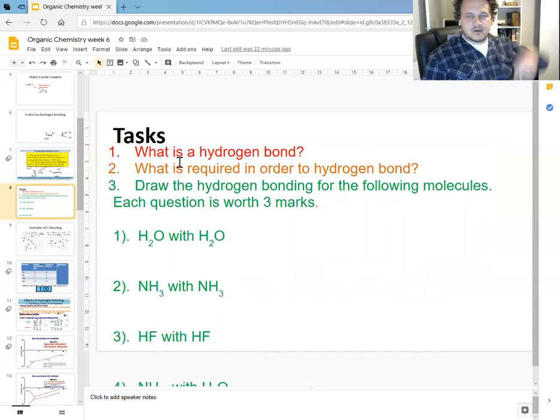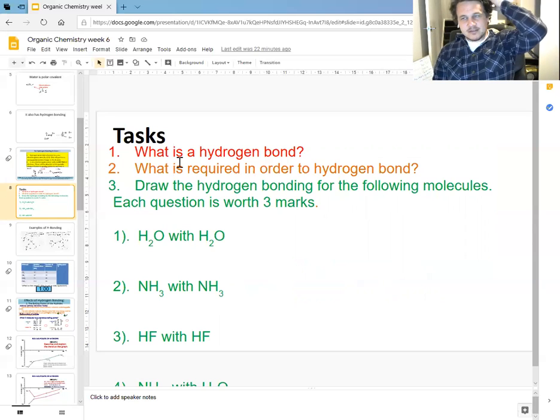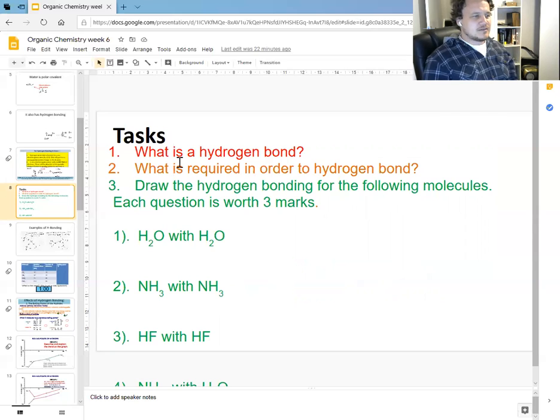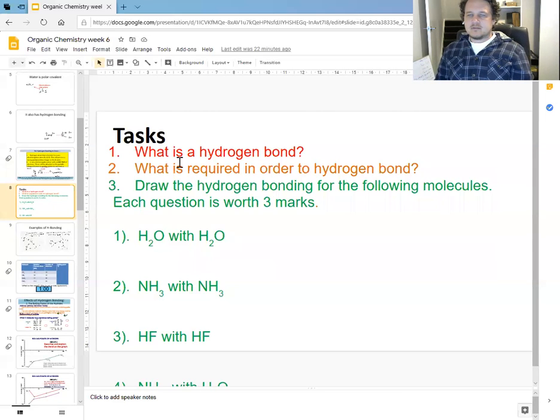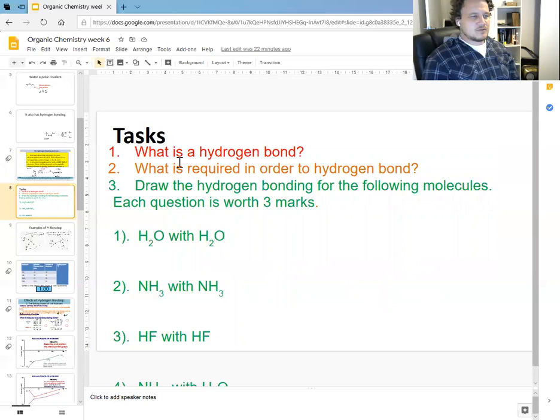So I'm going to give you 30 seconds to have a think about how you would explain what a hydrogen bond is. What is required in order to have a hydrogen bond, that's supposed to say, not what is required to hydrogen bond. And then I will go through what the hydrogen bonding looks like in water and what it looks like in ammonia, the two most common ones. So I'll give you 35 seconds. Just have a think.